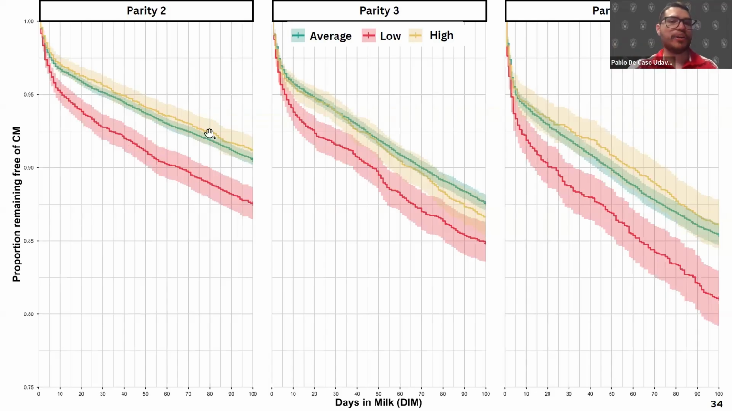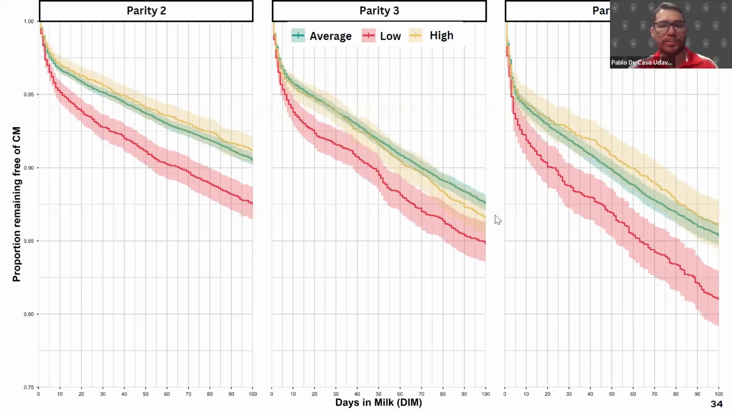And then average and high producers do not differ from each other, but they do differ from low producers in that aspect. And then we can see when we move forward to parity three that the high and average also do not differ from each other, but also that the high producers do not differ from the low producers in terms of when they are diagnosed with clinical mastitis, or the probability that they remain free of clinical mastitis at any time point within that early lactation period. But the average and low producers do differ from each other.